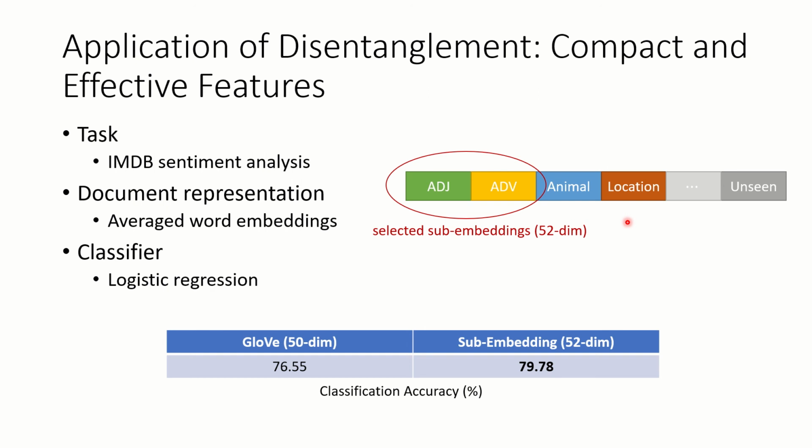In sentiment analysis, intuitively, the ADJ and ADV subembeddings are more likely to be useful. Therefore, we take these two subembedding sets, which have 52 dimensions in total, and compare them with 50-dimensional GloVe. By experiments, we found the subembeddings can achieve better classification accuracy. It implies that high-dimensional embeddings with modular structures could be more favorable than regular low-dimensional embeddings.